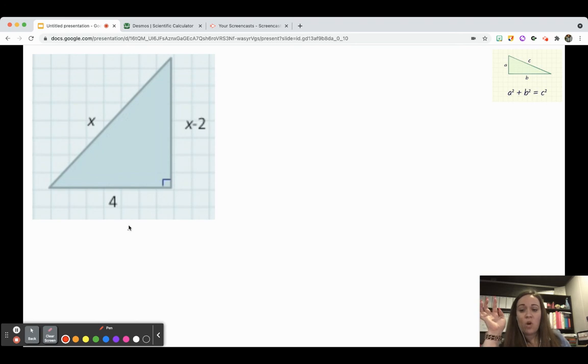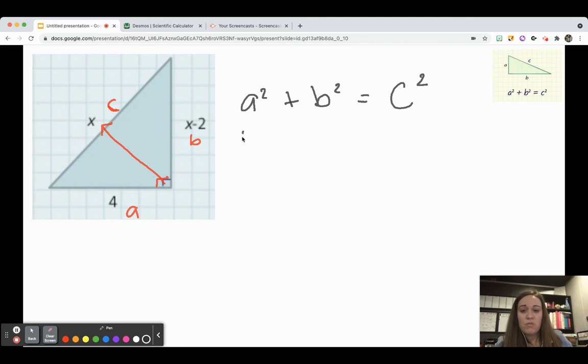Remember, C is always the hypotenuse. It's always directly across from that 90-degree angle. Then we can interchange A and B because those are the legs, and because we are adding, the order in which we write them doesn't matter. But C always has to be the hypotenuse, directly across from the 90-degree angle. So we have A squared plus B squared is equal to C squared. I'm going to write that down. A squared plus B squared is equal to C squared.